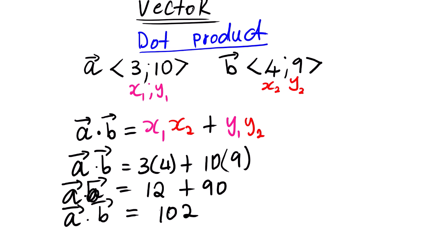You will see on the next video whereby we look at cross product. The cross product of two vectors, the answer will always produce another vector, and then the dot product of two vectors, it will give us a scalar quantity, which is a value.